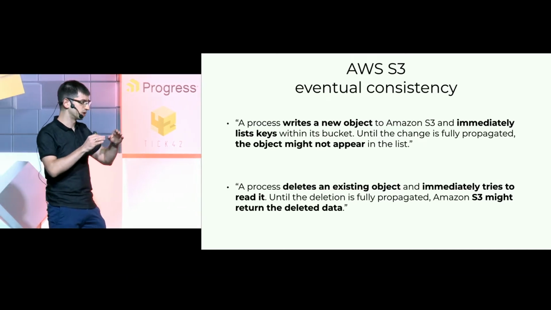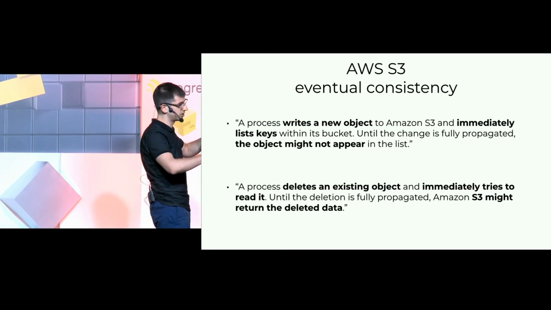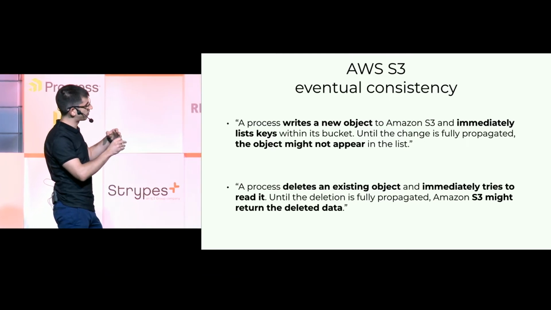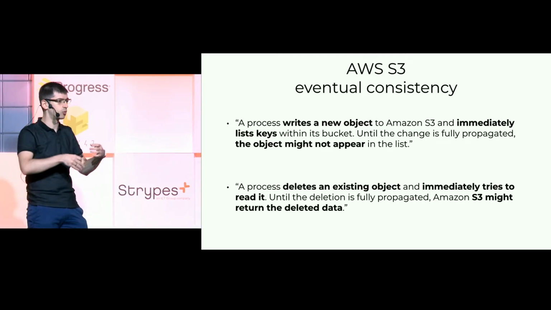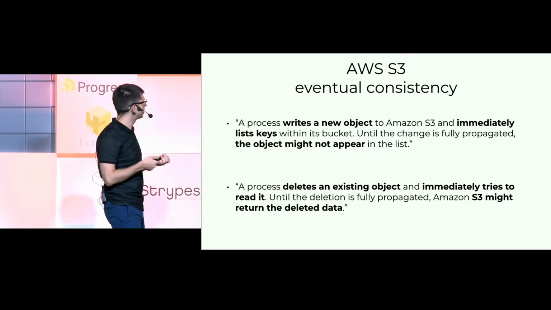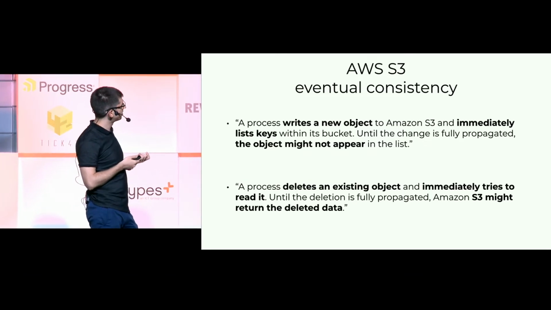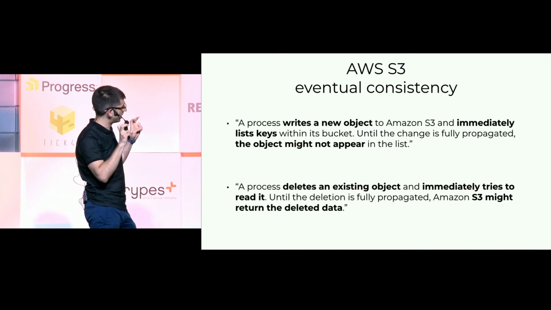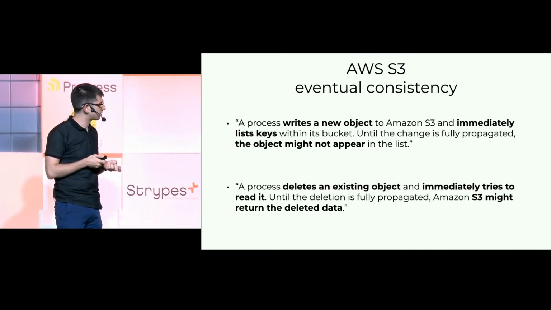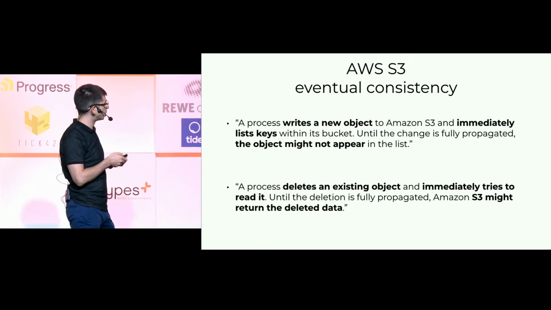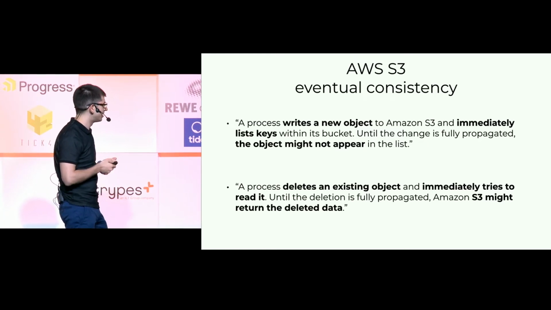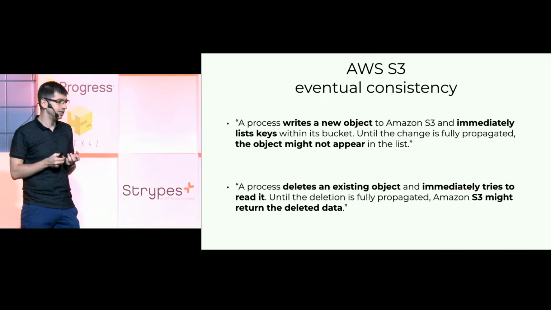Like this is all the same process. We don't even have parallelism within our system. We're just using S3 from a single process. So we can list the keys in the bucket, and until the change is fully propagated, the object might not appear in the list. And the other is a process can delete an existing object and immediately try to read it, and Amazon S3 might return the deleted data.